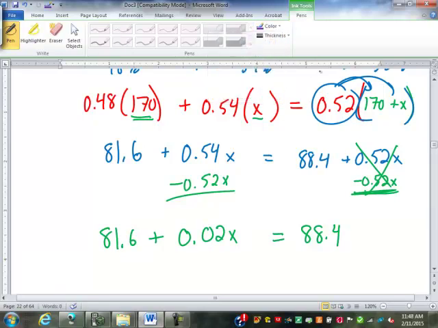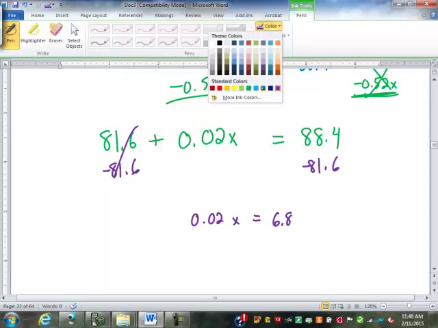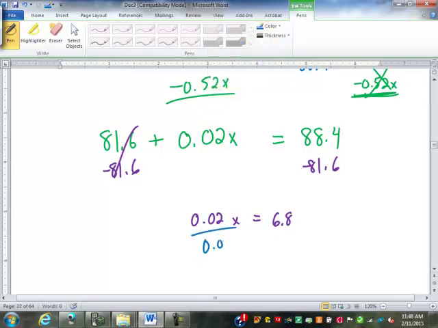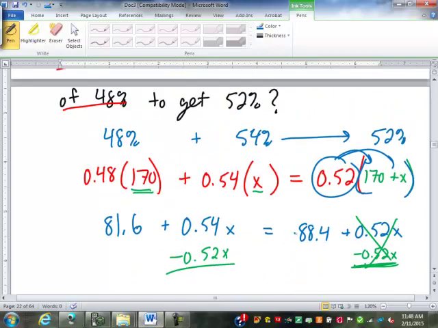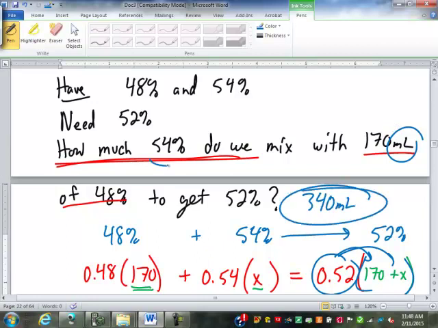Now it's in a simple equation. The decimals make it look ugly, but it's still our simple two-step equation. We're going to subtract 81.6. 0.02x equals 6.8. And we're going to divide by 0.02. x equals 340. And that, of course, is milliliters, because we were dealing with milliliters up here. So it's 340 milliliters of the 54%.